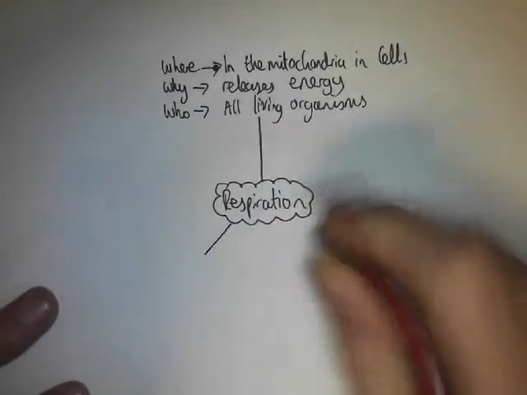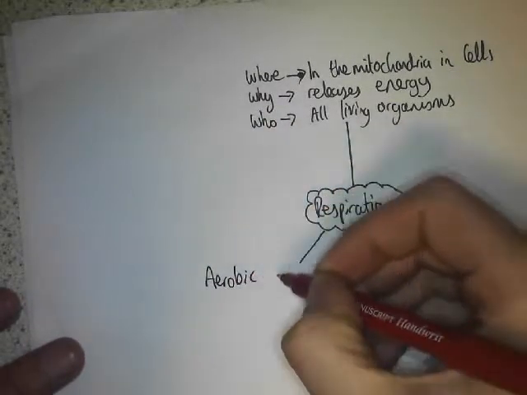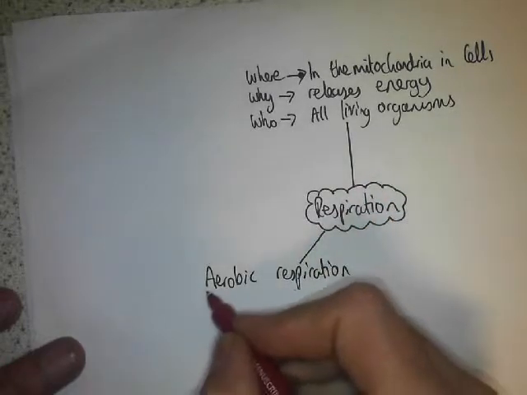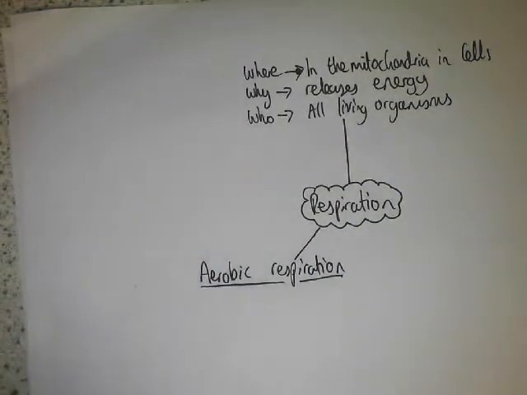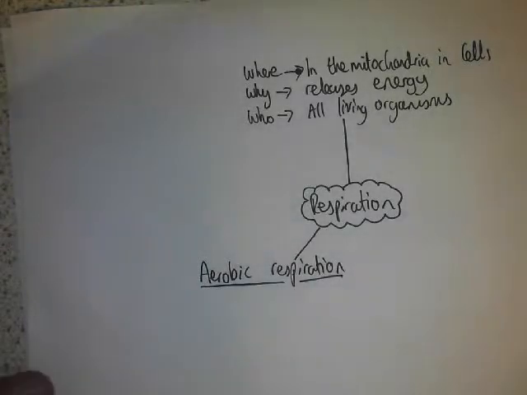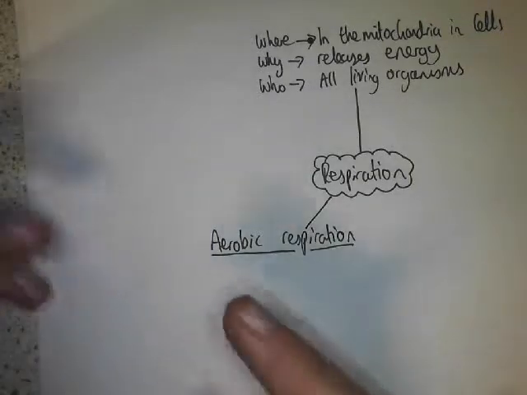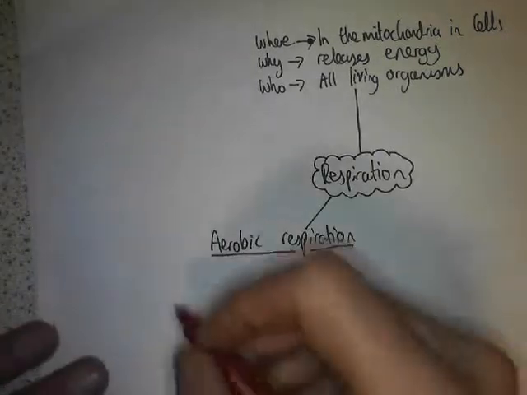And the first one is aerobic respiration. And this is the type of respiration that you'll probably be most familiar with, that you've probably been taught throughout your journey of science through Key Stage 3. And the easiest way to describe aerobic respiration is through an equation. So what does the mitochondria need? What does a cell need to respire, and what is produced?